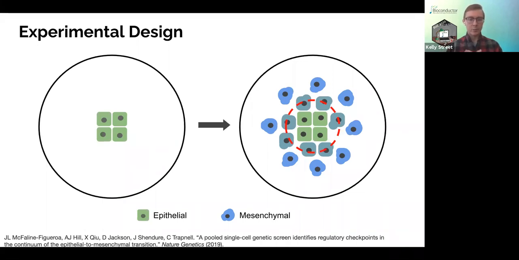The original paper, by the way, I've listed at the bottom, a pooled single-cell genetic screen identifies regulatory checkpoints in the continuum of epithelial to mesenchymal transition, is a very well-written paper and definitely worth reading. And they present their own methods for dealing with these sorts of analyses.